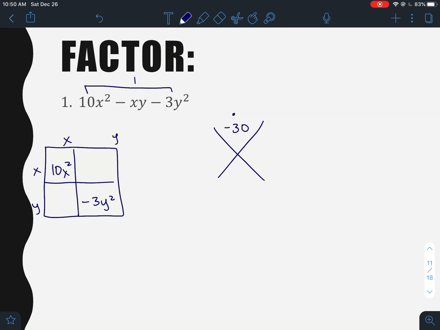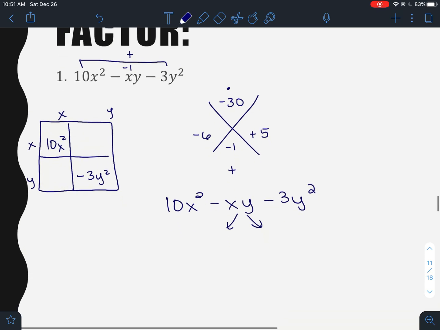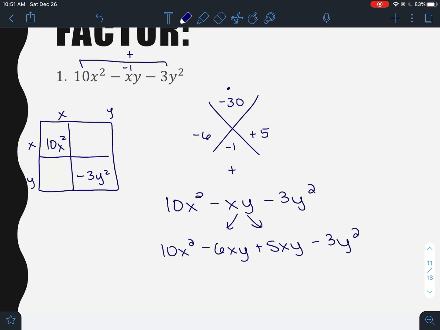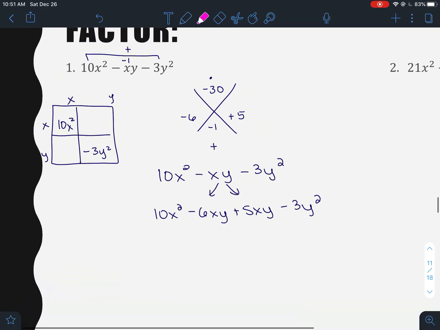10 times negative 3, I need two numbers. When I multiply them, I get negative 30. And then that middle term is a negative 1, so I need to add to negative 1. So what multiplies to negative 30 and adds to negative 1? That would be negative 6 and positive 5. So if I factor by grouping, 10x squared minus 1xy minus 3y squared, that middle term will break up into negative 6xy and positive 5xy, and then minus 3y squared.